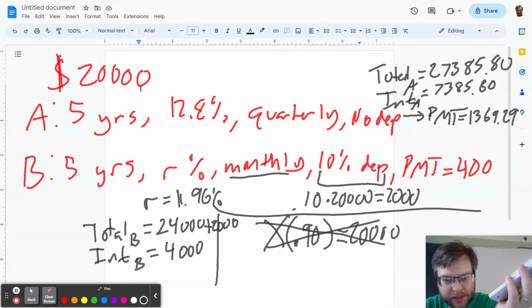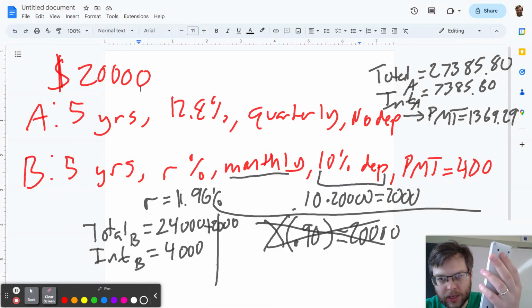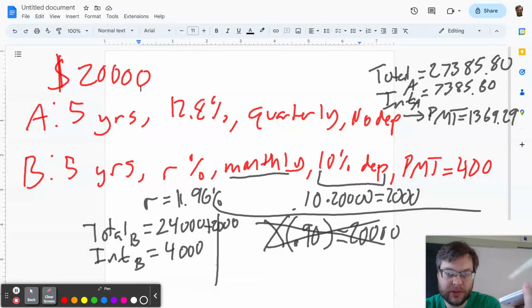Okay, long story short, option B, you end up paying less interest. You've got to pay more upfront. Option A, you end up paying more interest, but you don't have to pay as much up front. So you save about $1,000 overall in option B compared to option A. You save a couple $1,000s in interest, but the difference is whether or not you have that money when you buy the car or not. And that's a pretty realistic situation.